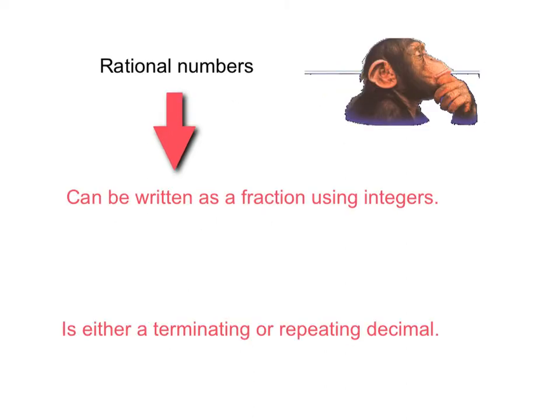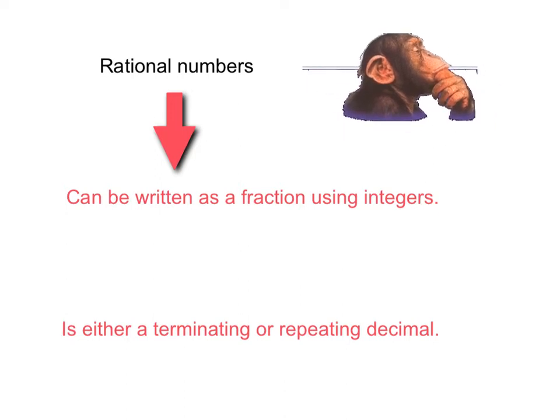Now let's talk about the rational numbers. The rational numbers, think about that word rational, right? That word rational means like you think about it, right? Like if something is rational, that means it's sane, it makes sense. Okay, so here we have our little monkey friend, right? You know, he's in deep thought there. He's a rational monkey. And he's making sense of things. And so rational numbers are those numbers that can be written as a fraction using integers.